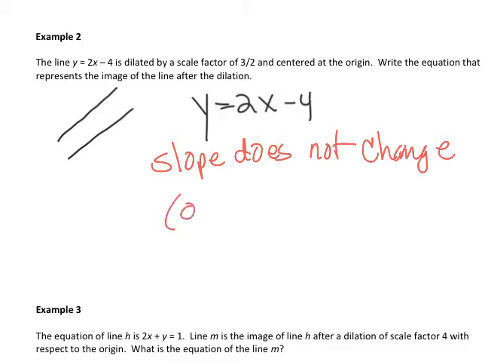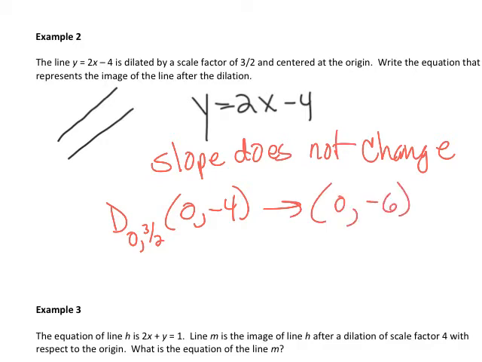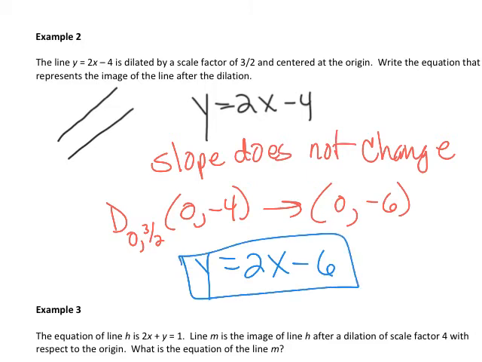So the point (0, -4) is going to undergo a dilation from the origin of 3/2, which means I multiply both values by 3/2, and you end up with (0, -6). So the new line equation is y equals 2x minus 6. The slope does not change. That yields a parallel line with a different y-intercept.